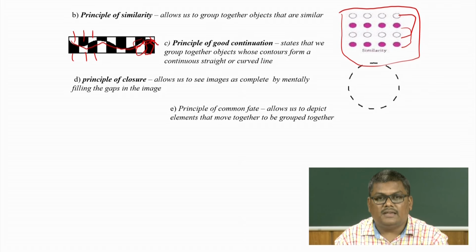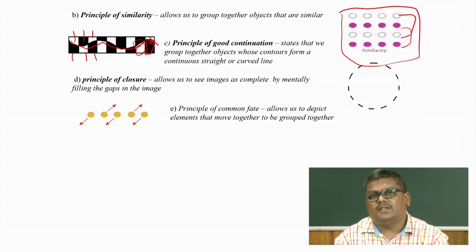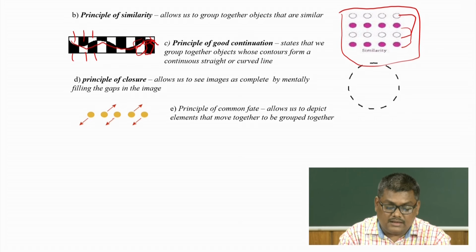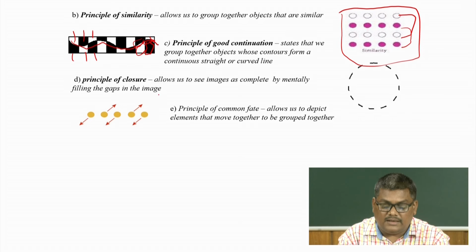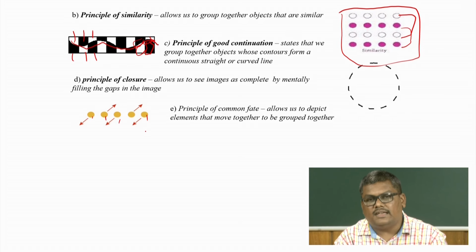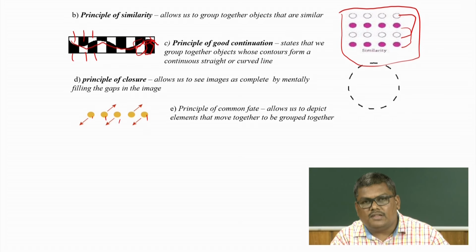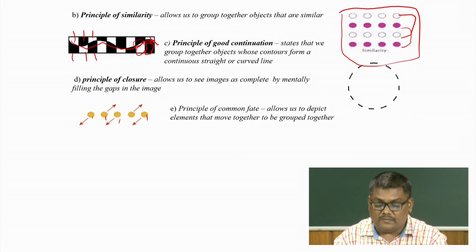The fifth principle is a principle of common fate. This principle is difficult to explain on a 2D surface, but the basic idea is that objects which move together in a particular direction are grouped together. As you can see, since these objects tend to move in the upward direction and these objects tend to move in the downward direction, they are grouped together as moving together, and that is why we say there are groups of balls which are moving up and which are moving down.